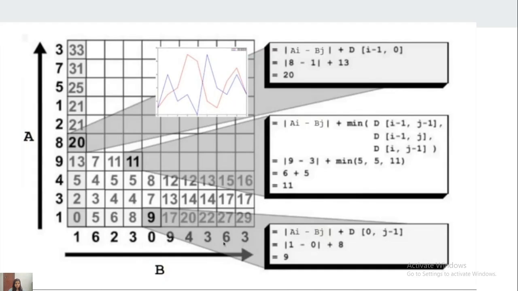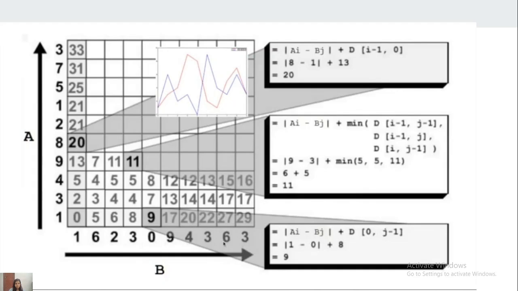The first step is over. Now we need to find the optimal path. Once we fill this entire matrix, we begin from the top right corner. From here, we will choose the least element among the surrounding three elements. And we repeat this step till we reach the element which is present in the bottom left corner.